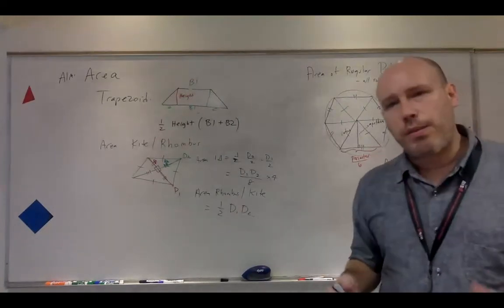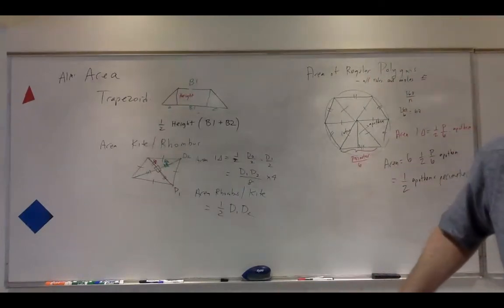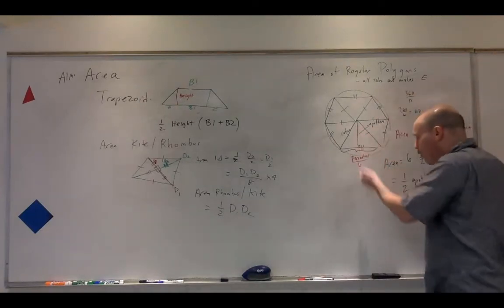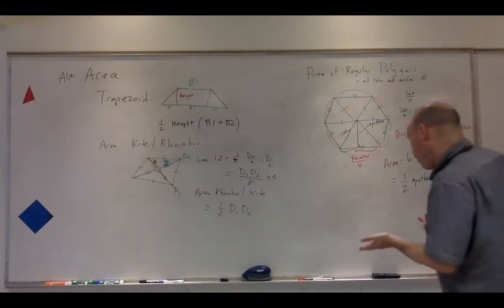So in the first couple of problems, you're going to be given the apothem and the perimeter, and from those 2 pieces of information, you can find the area of a regular polygon. That's kind of awesome.